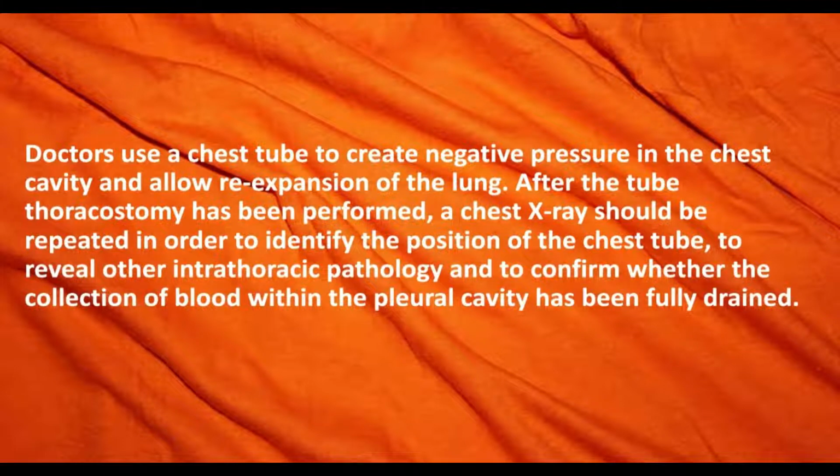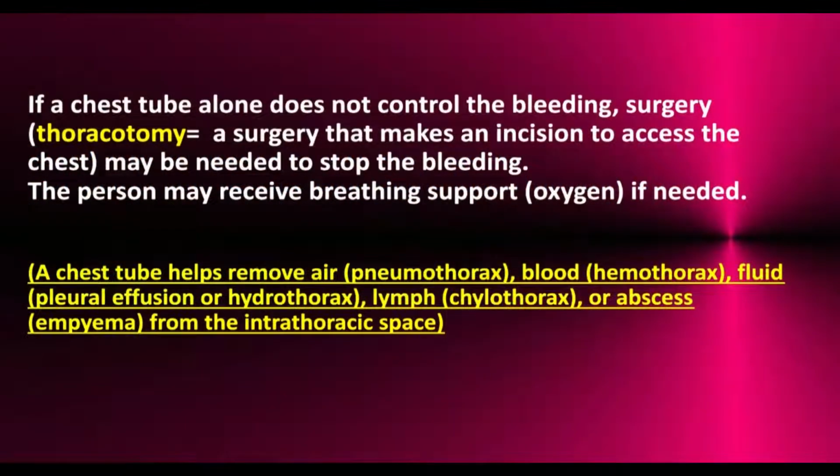After the tube thoracostomy has been performed, a chest X-ray should be repeated in order to identify the position of the chest tube, to reveal other intrathoracic pathology, and to confirm whether the collection of blood within the pleural cavity has been fully drained. If a chest tube alone does not control the bleeding, surgery may be needed to stop the bleeding. The person may receive breathing support if needed.